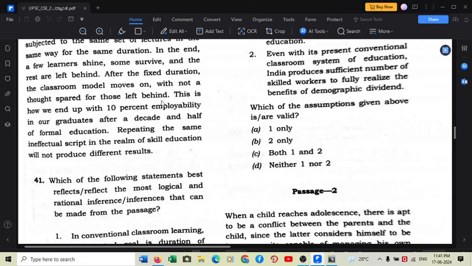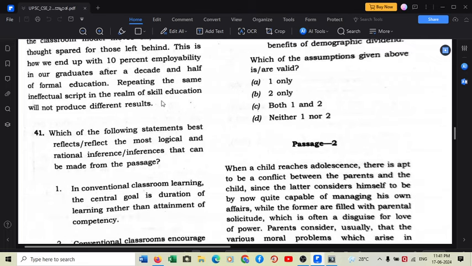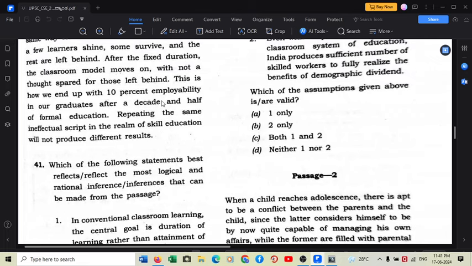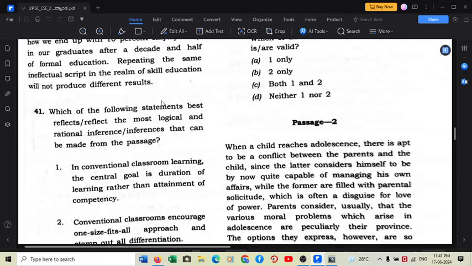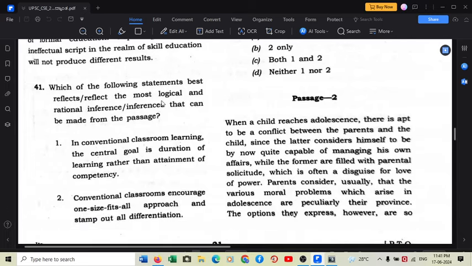So it's a warning from the author that let us not repeat our conventional approach of teaching in imparting the skill set required for corporates and industries, right? Let us see the question. Which of the following statements best reflects the most logical and rational inference? So UPSC is repeating most logical and rational again and again. Logical means backed by some concept which has fundamental roots in practicality as well. Rational means a correct inference.